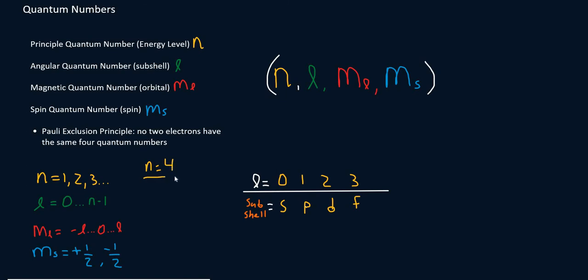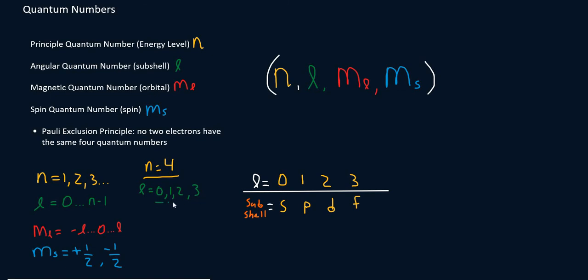When your n is equal to 4, your l values are going to equal 0, 1, 2, and 3. Because we go from 0 up to n minus 1, which is 4 minus 1, equal to 3. So when your n is equal to 4, you go up to 3.